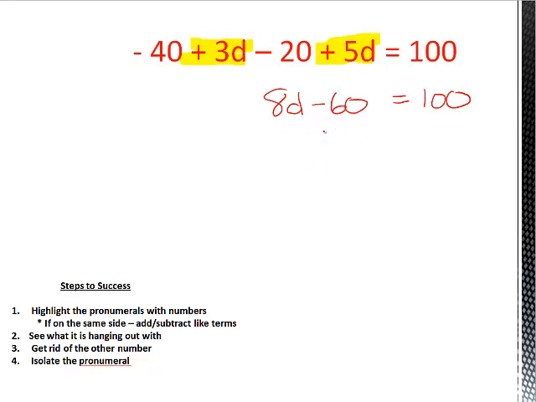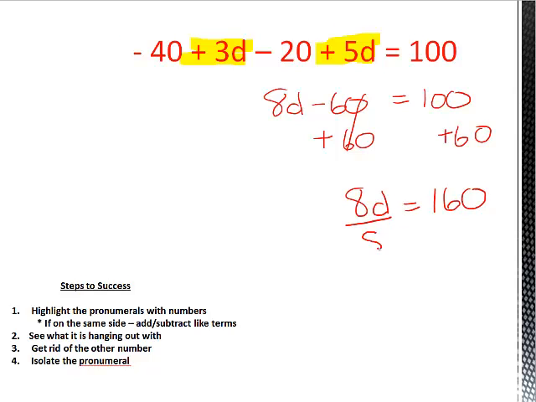d is hanging out with the 8, so we're going to get rid of negative 60 by adding a positive 60 to both sides. Kills off that 60. We're left with 8d on the left-hand side and 160 on the right. d is being multiplied by 8, so we're going to divide both sides by 8. The 8s cancel themselves out, and d = 20. Now if we substitute 20 back in, negative 40 plus 3 times 20, minus 20 plus 5 times 20 does indeed equal 100, and you can check this with the calculator.